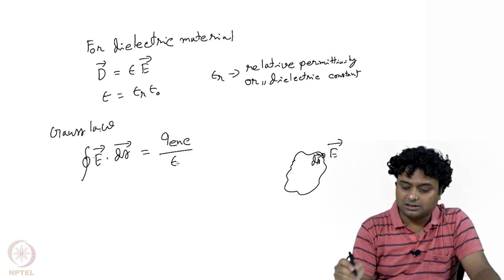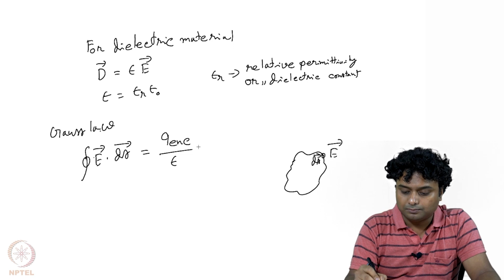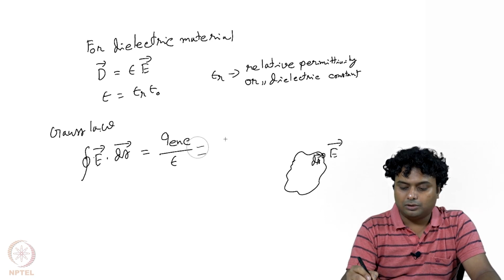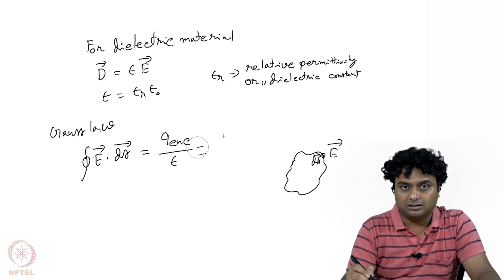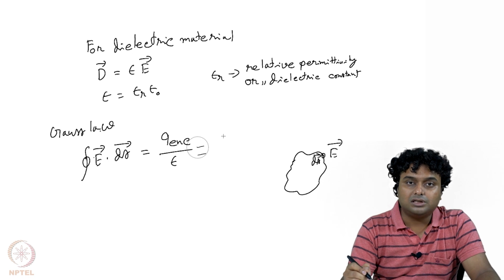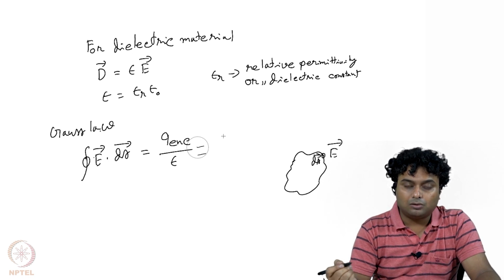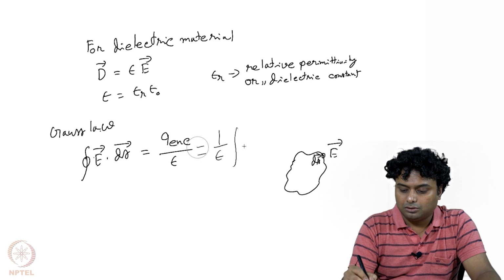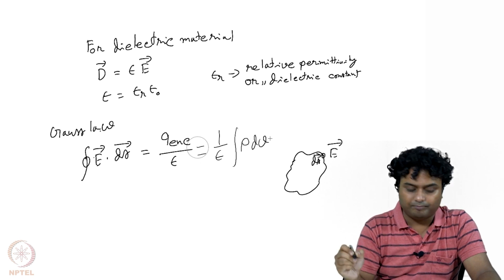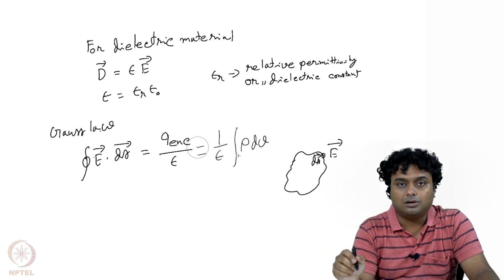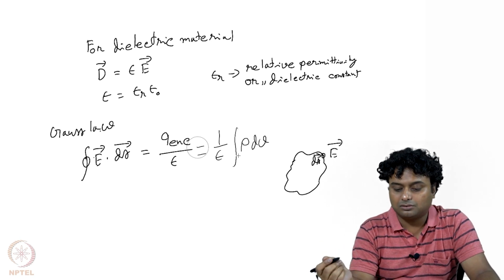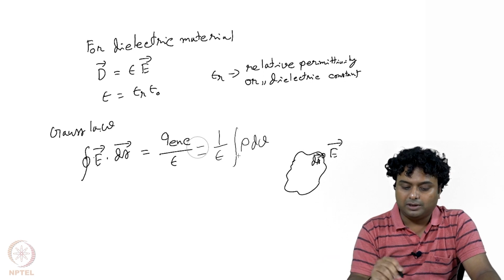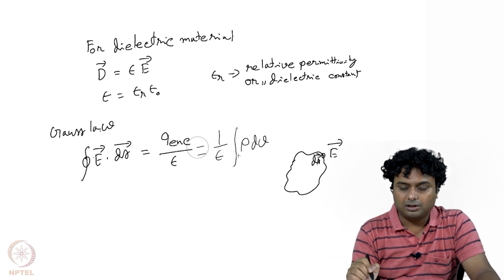Again, see that we can also write Q enclosed as the total charge enclosed, and if the charge density is rho, then Q enclosed is the integration of rho dV, where dV is the small volume element. So here we can write 1 by epsilon times the integral of rho dV. This equation of Gauss law is the basics of electrostatics, so I am not going into the details of that, but we can use this expression whenever it will be required.